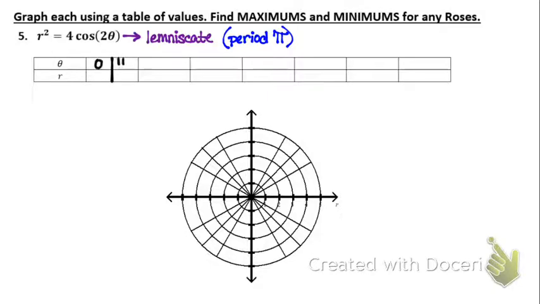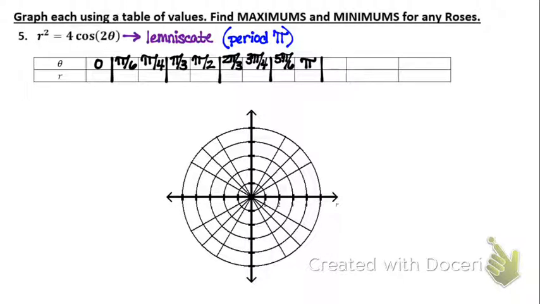So 0, pi over 6, pi over 4, pi over 3, pi over 2, 2 pi over 3, 3 pi over 4, 5 pi over 6, and pi. I already heard some interesting conversations. I love it.